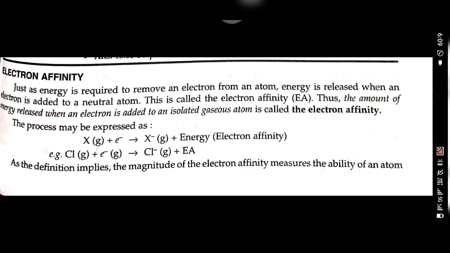Now, electron affinity. Just as energy is required to remove an electron from an atom, energy is released also when an electron is added to a neutral atom, and this is called the electron affinity. Thus, the amount of energy released when an electron is added to an isolated gaseous atom is known as the electron affinity.